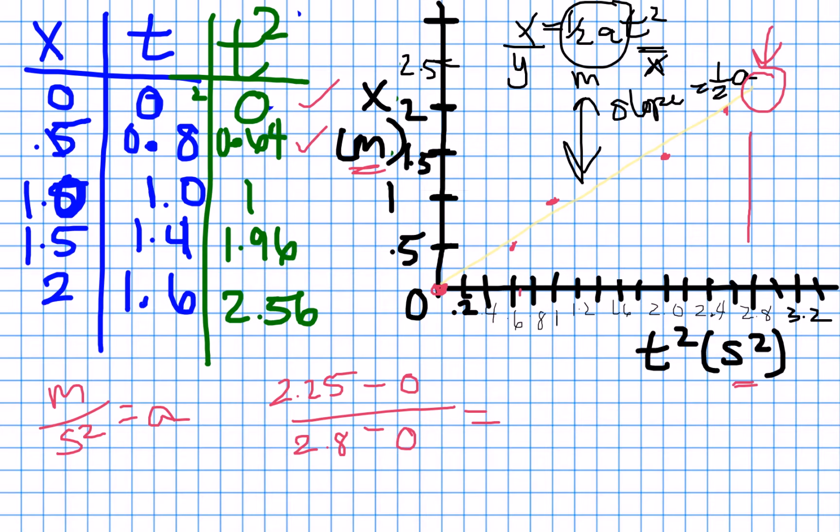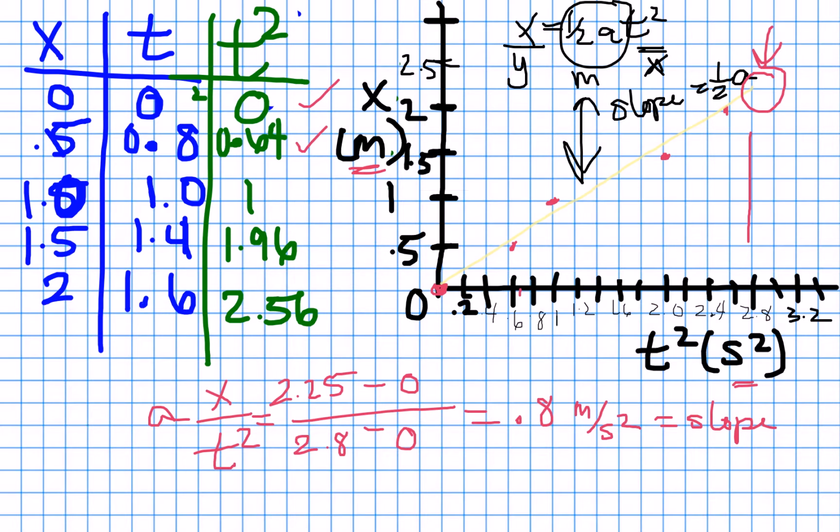So we can find the slope of our line from this. And we get 0.8 meters per second squared. And so remember, this is the slope. So it's not our exact acceleration, but it is very, very close. So again, just to give you a visual, this is our x over our t squared.